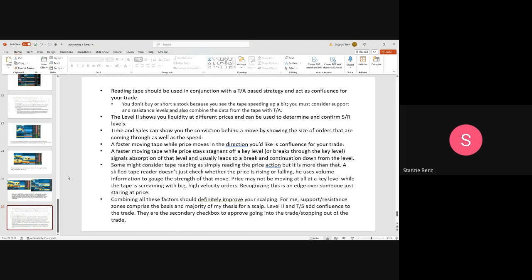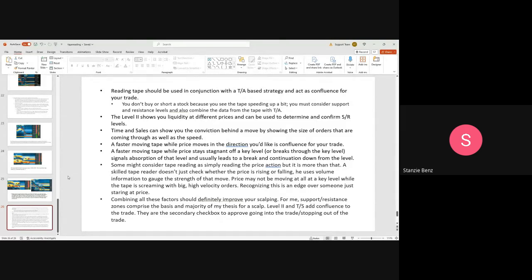The time and sales can show you the conviction behind a move, by showing the size of the orders that are coming through, as well as the speed. A faster moving tape while price moves in the direction that you want is confluence for your trade. A faster moving tape while price stays stagnant right through that key level shows momentum is on the way the price is already going, and it usually leads to a break and continuation down from that level.